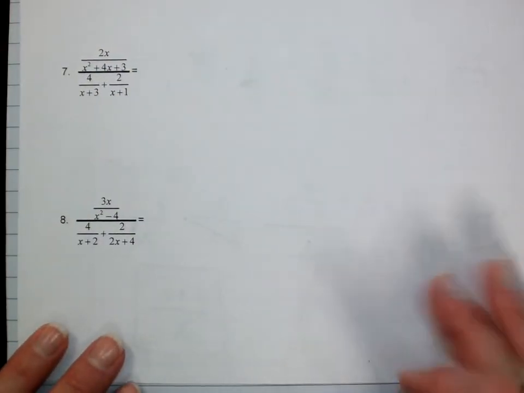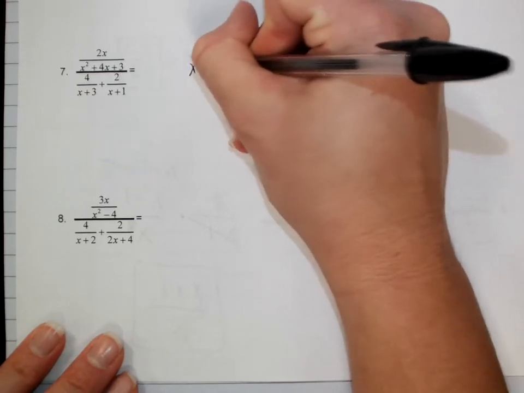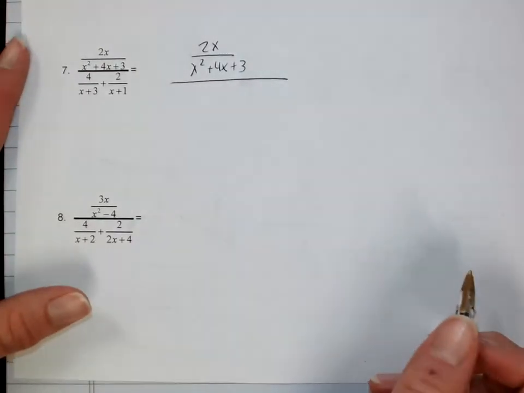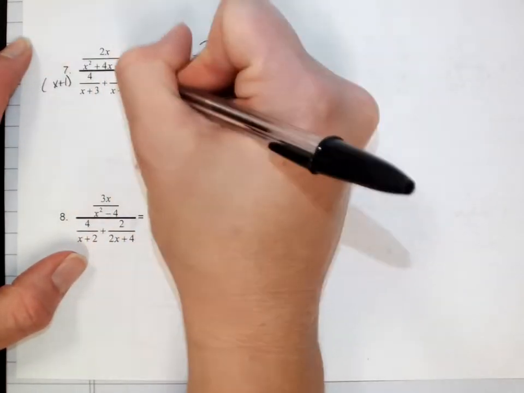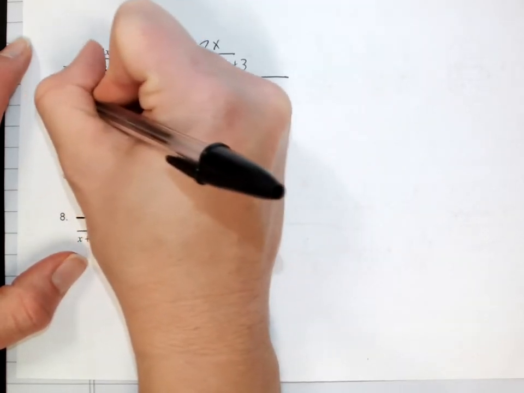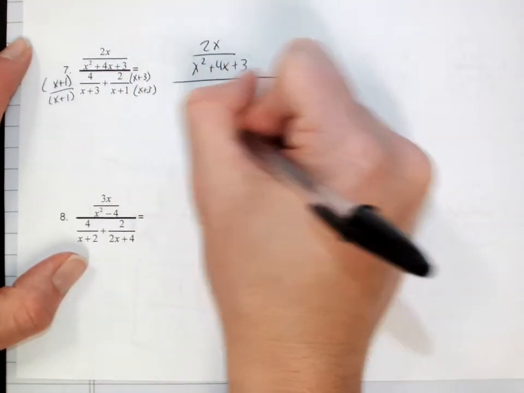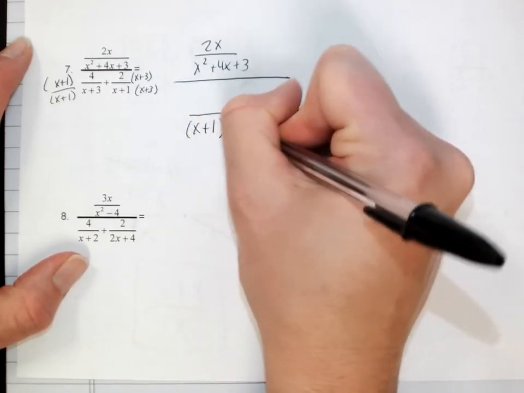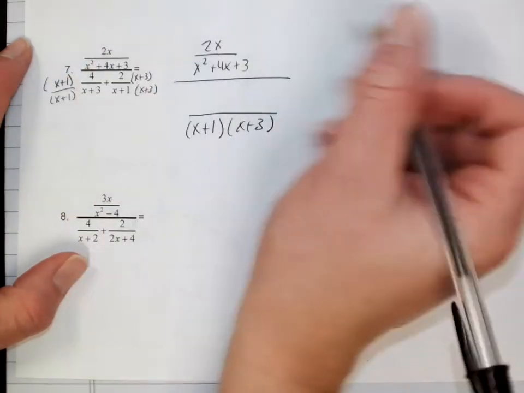This one, again, the top equation is already ready to go. So 2x over x squared plus 4x plus 3 over, now I know the only way to make the bottoms the same here is to multiply them by the opposite one. So this one times x plus 1, this one times x plus 3 on top and bottom. Okay. So I know already that that's going to make my denominator here an x plus 1 times an x plus 3.